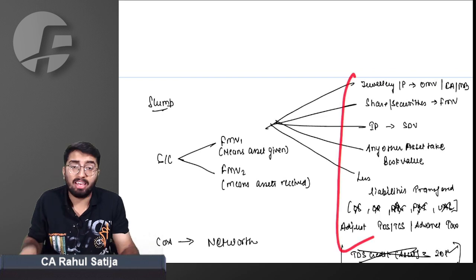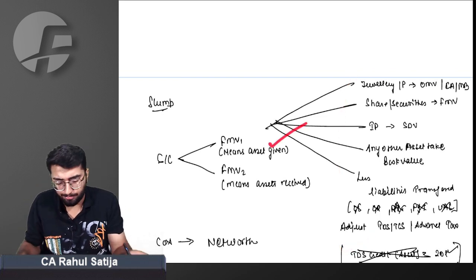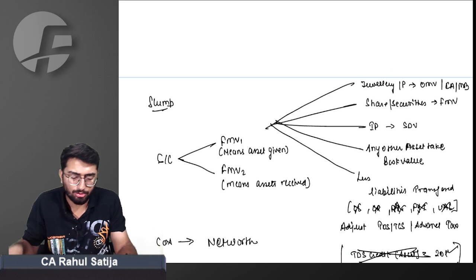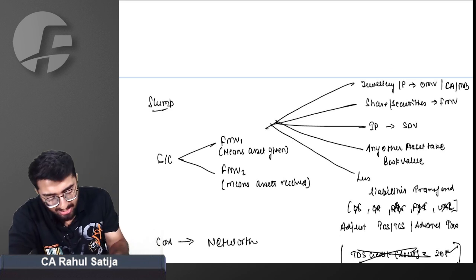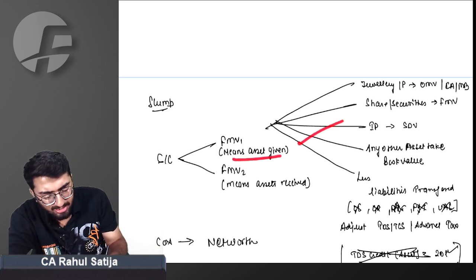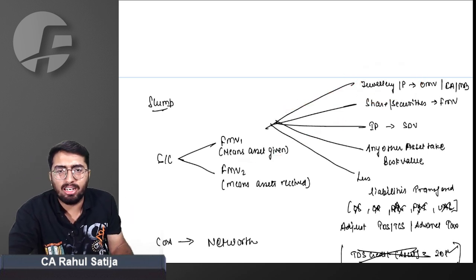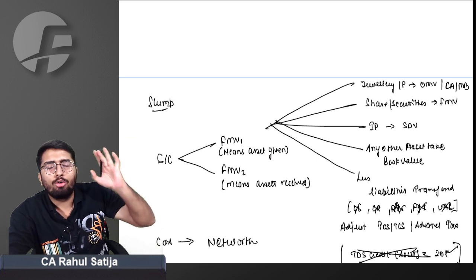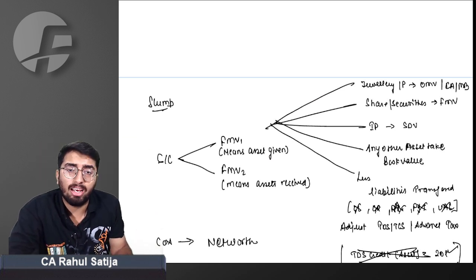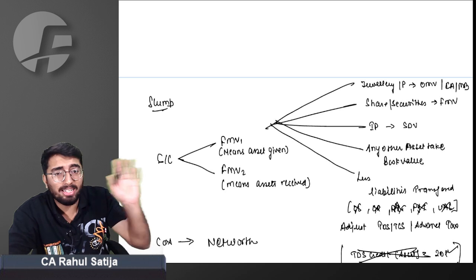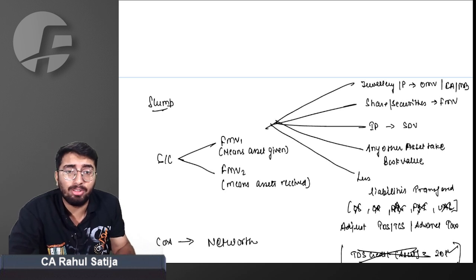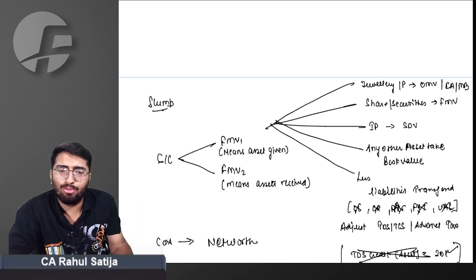With these things, now you will arrive at fair market value 1. The second thing that you need to do is fair market value 2. As I said, fair market value 1 represents the asset given. Whatever jewelry was taken away with the undertaking, I have to calculate the value of it. Whatever shares and immovable property went with the undertaking, we have to calculate that.